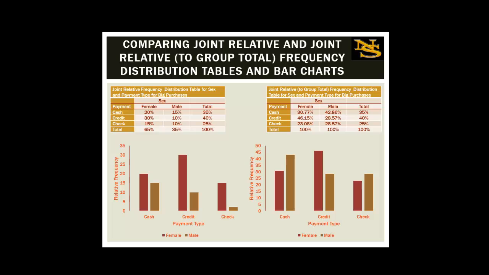Okay. So if you think about it, the joint relative to group total frequency distribution, the second one that you see here, when we took into account the difference in number of females versus males, is far superior to the joint frequency distribution and the joint relative frequency distribution in cases when you have a different sample or population size, which we do here, right? We've got more females than males, so we need to take that into account when we figure out our relative frequencies. Take a minute to examine the difference between the joint relative and the joint relative to group total frequency distribution tables and bar charts that you see on the screen.